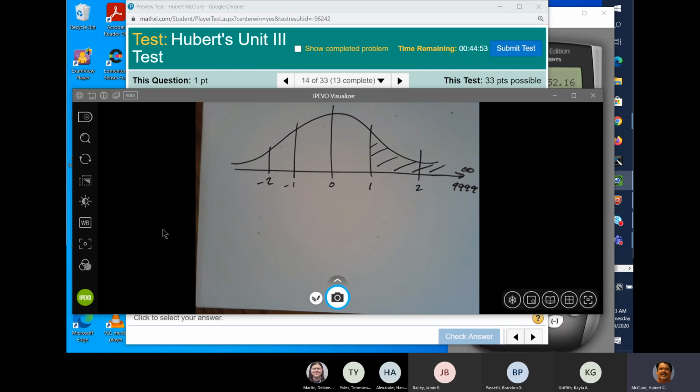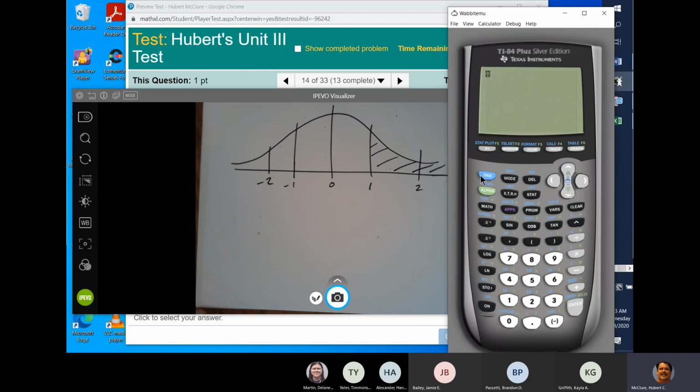So let's put it in the calculator. Second, distribution, normal CDF, from 1 to 9999. 0.1586 or 0.1587. So that's your answer.